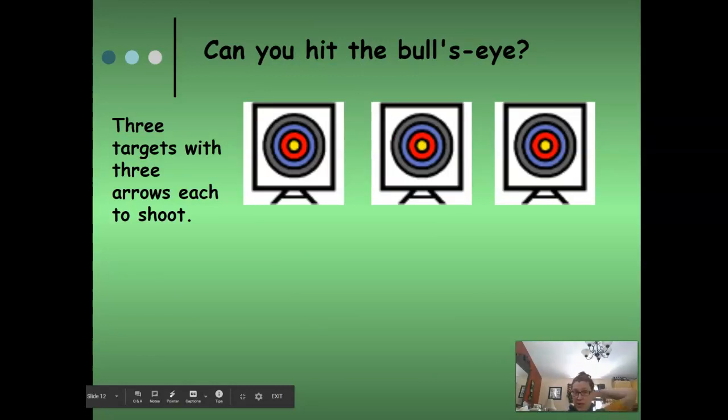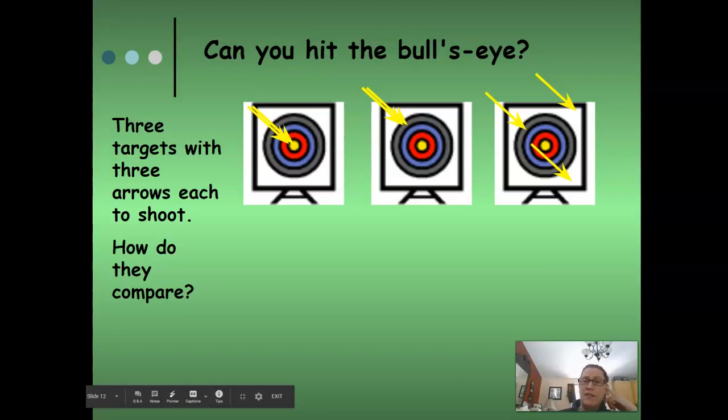All right, so here we have again just the idea of bullseyes, just to really drive home the idea of accuracy and precision. So you have 3 targets, each are going to be shot with 3 arrows. Oops, I did that a little too fast. How would you say they each compare? I'll give you a moment. Feel free to talk to yourself. I've been doing it quite often.